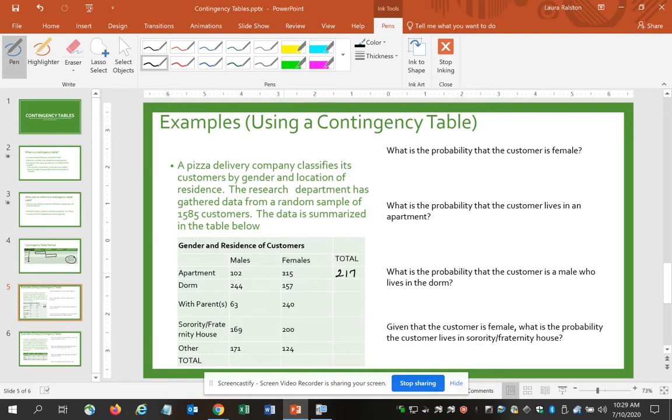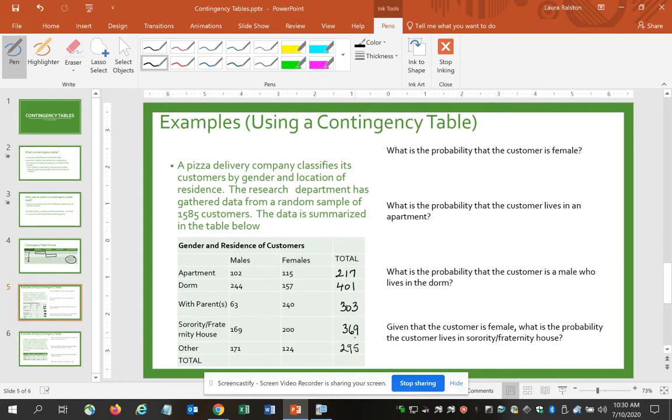So we would combine 244 plus 157 that live in the dorm. That gives me a total of 401. Living with parents, you have 63 plus 240. That gives us 303. 169 plus 200 gives me 369. 171 plus 124 is 295.